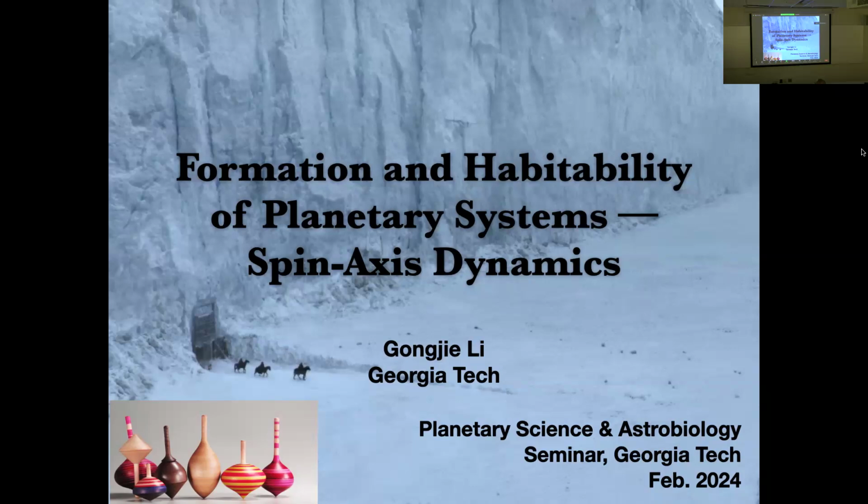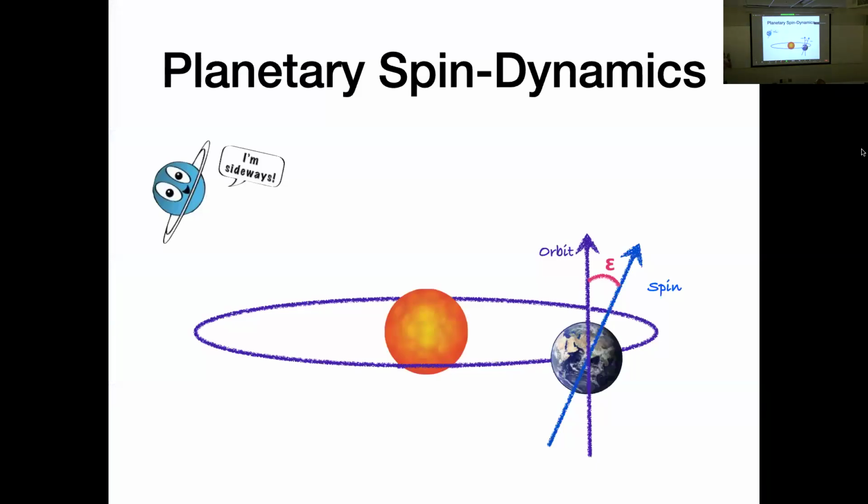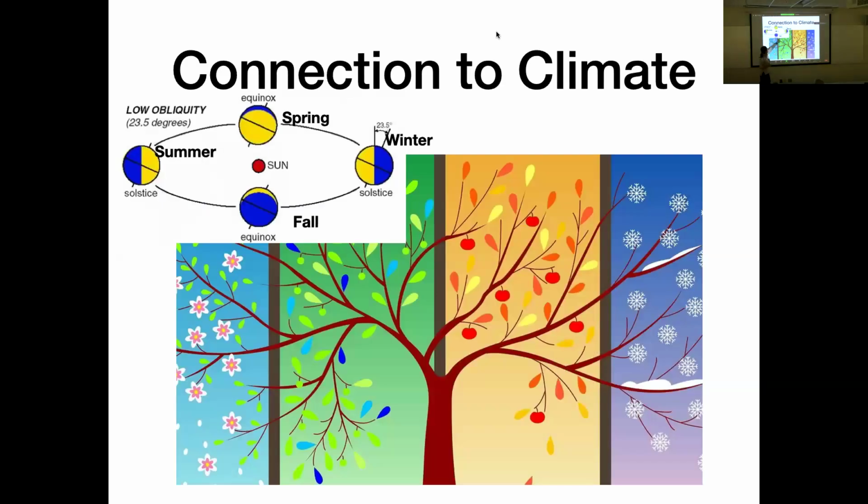So first of all, in this talk, we're going to particularly focus on spin dynamics, how the planets rotate. First, we're going to look at obliquity, or how the planet's rotational axis is tilted from their orbit. So we know from our own Earth, we are very lucky. We have obliquity that is very stable around 23 degrees. So as the Earth orbits around the sun, we can feel on the Northern Hemisphere summer, winter, and it goes all around, and we can experience these nice four seasons.